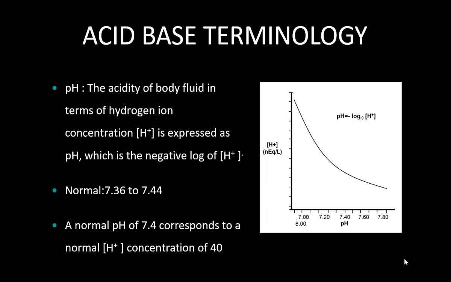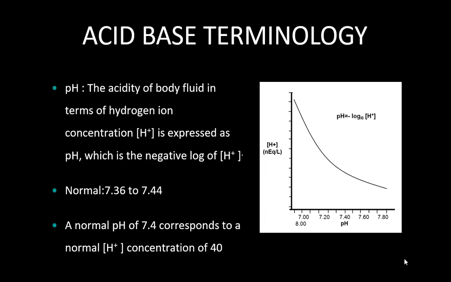So starting with a few terminologies, what is pH? pH is the acidity of blood fluid in terms of hydrogen ion concentration, and it is expressed as pH, which is the negative log of hydrogen ion. Normal pH is 7.36 to 7.44. A normal pH of 7.4 corresponds to a normal H ion concentration of 40.